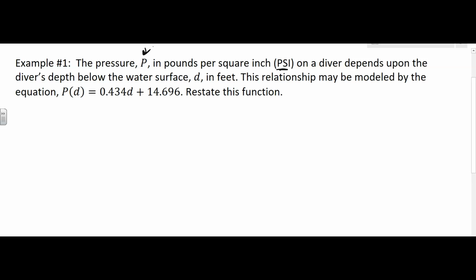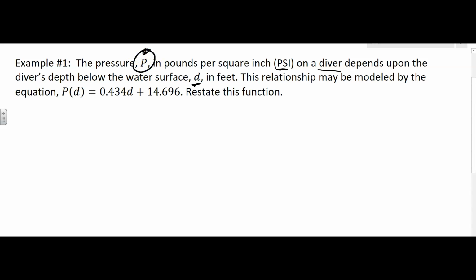Okay, and this is on a diver, like a deep sea diver. Depends on the diver's depth below the water surface, D in feet. So the pressure on the diver depends on how far down they're diving, okay? And I'm assuming the further they go down, the more pressure they're going to feel. Okay. I don't dive, so I don't know about deep sea diving, but that's what I'm assuming from this statement here and what little I know about the water and things like that. Okay, but what are we relating?